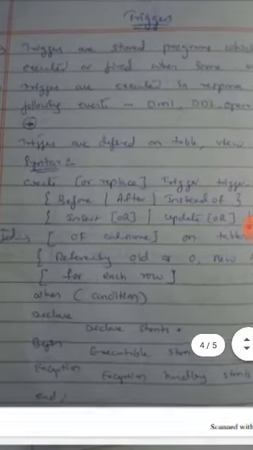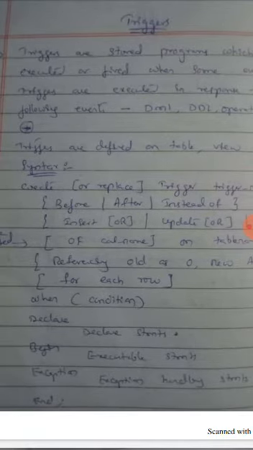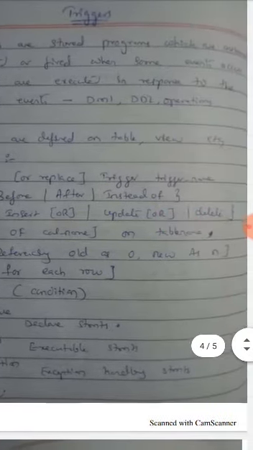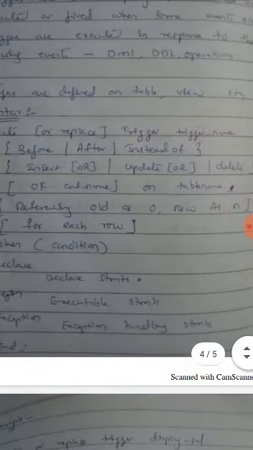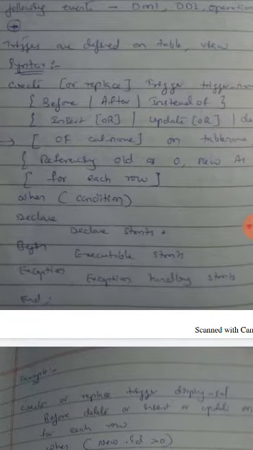See here: create or replace trigger, trigger name, before, after, instead of, next insert or update, or update of column, on table name, referencing old or new values, for each row, when condition, declare statements, begin executable statements, exceptions, end. So this is the syntax of the trigger.